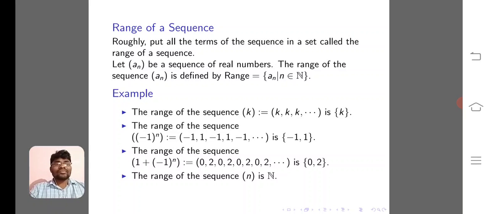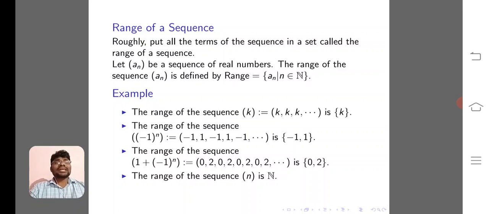Generally, if n is odd, then (-1)^n is equal to -1. If n is even, then (-1)^n is equal to +1. So the range of the sequence contains only two terms, that is 1 and -1. So the range is the set containing the elements 1 comma -1.